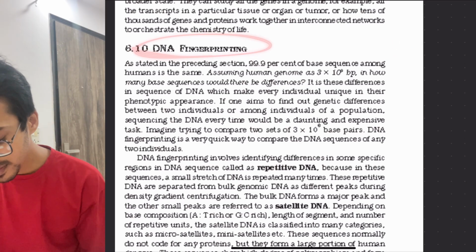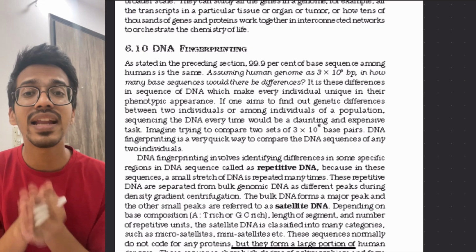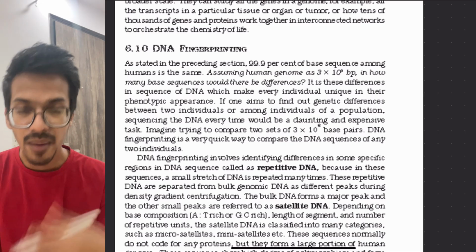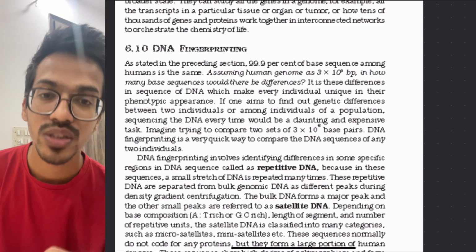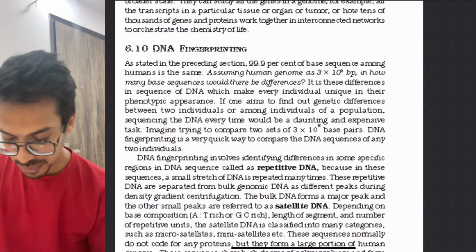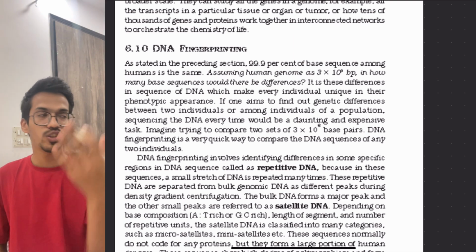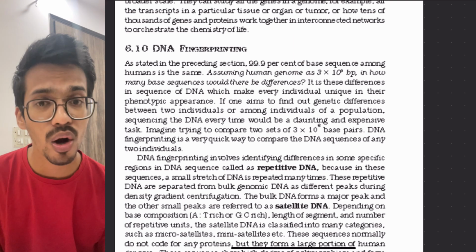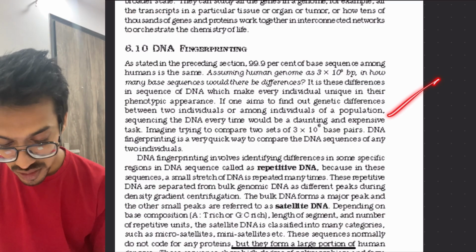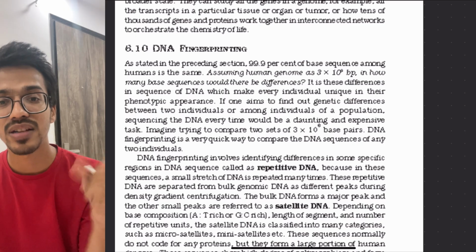Then comes DNA fingerprinting. In 99.9% of cases my DNA will be similar to yours, but the 0.1% that differs, approximately 3 into 10 raised to power 6 base pairs, would be different between me, you and everyone, and that gives a lot of possibilities. That is why my DNA will give specific sequences if I try to find them out.